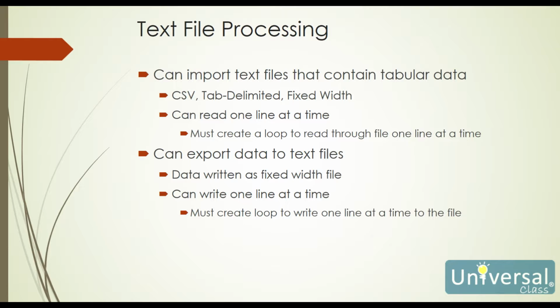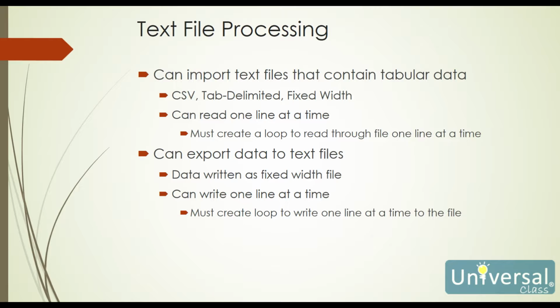The way that this will work is that Excel is going to read the data in from the text file one line at a time, which means that we must create a loop to read through the file one line at a time. And then what we have to do is do something with the data. So maybe we store it in an array, we could store it in a spreadsheet somewhere, or even in an enumeration if we want to store it in something like that.